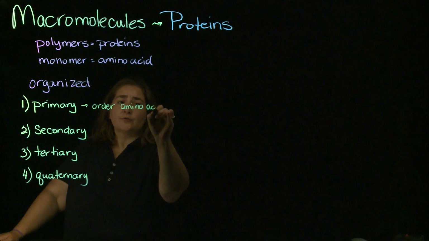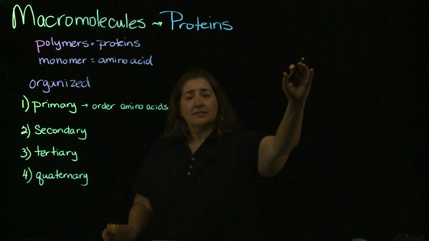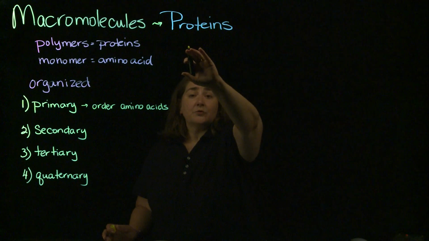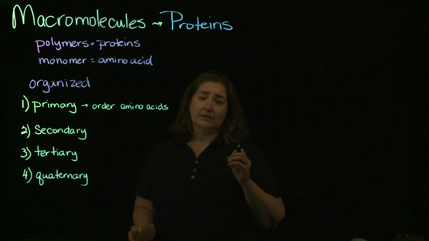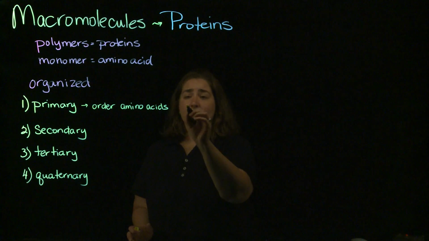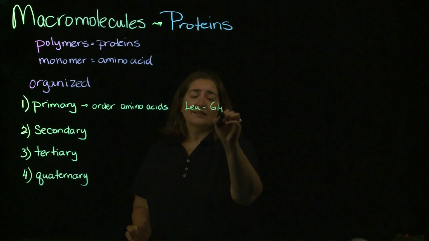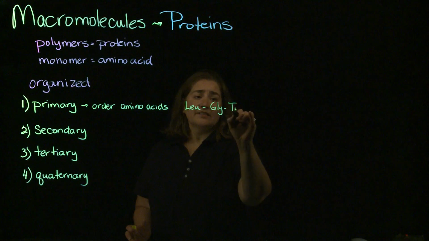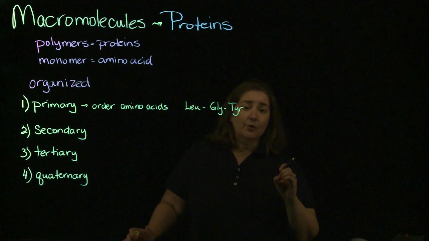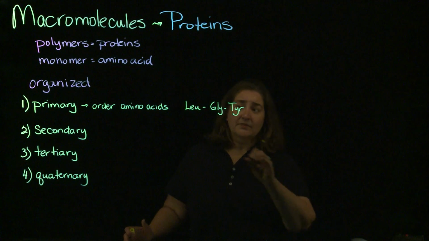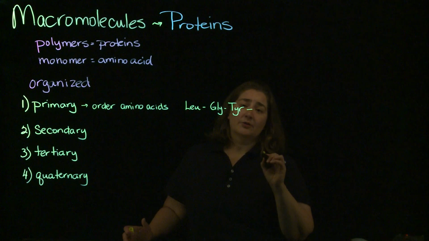So in terms of our primary structure, we've got the order of those amino acids. So when I drew the two amino acids in the last video, whatever those R groups are would dictate the order of the particular amino acid. So in terms of primary structure, we might have a leucine, a glycine, a tyrosine, okay? Those are names of one of the 20 amino acids. So the order that they're put together is going to be the primary structure.